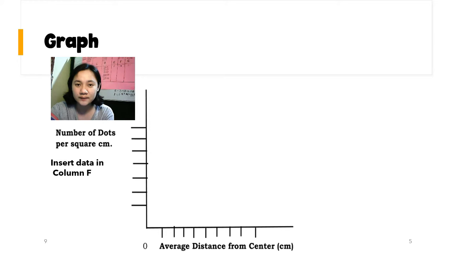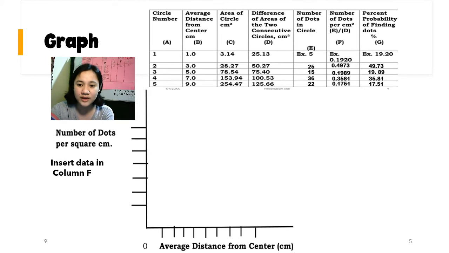Okay, gawin natin yung data or yung graph based on the data that we have gathered. So, ito yung data na nakuha natin kanina. And ilalagay natin siya sa sample graph na nasa inyong module. So, this one is the y-axis and the x-axis. Sa y-axis, ang ilalagay natin is the number of dots per square centimeter. And that is located on column F. So, yung mga data natin sa column F, ang ilalagay dito sa y-axis. Dito naman sa x-axis, ang ilalagay natin ay the average distance from the center, which is the data given dun sa column B. Okay, so yung mga data dyan, dito ay manggagaling dito sa column B.